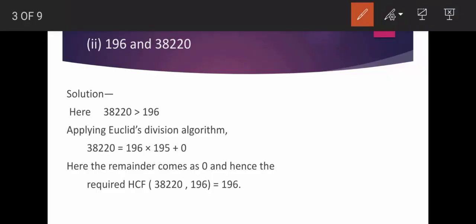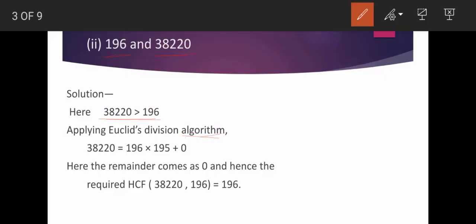Here we find two numbers, 196 and 38220. In these two numbers, we find that 38220 is greater than 196. So like the previous question, here also we have to apply Euclid's division algorithm. The first thing that we have to do is divide the bigger number by the smaller one to get some quotient and some remainder.